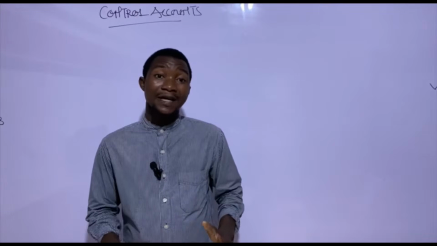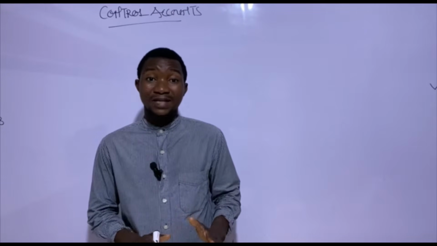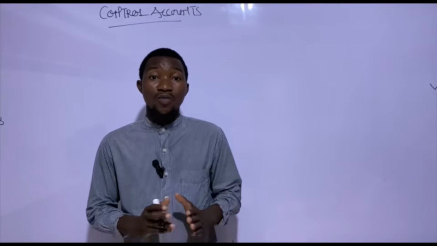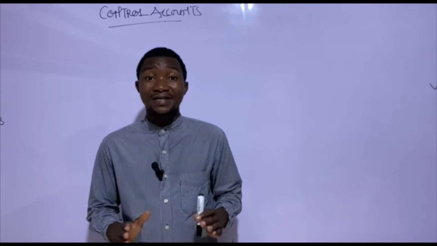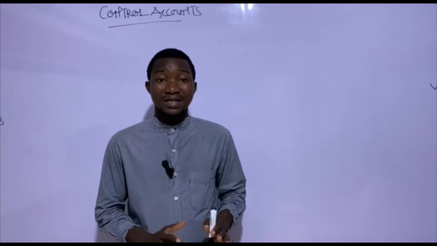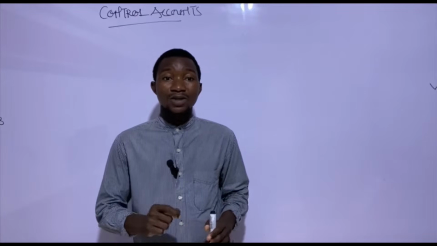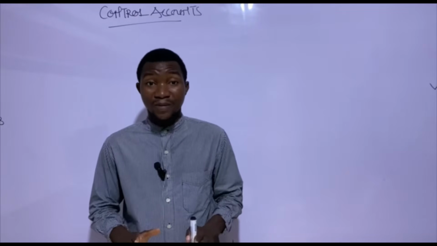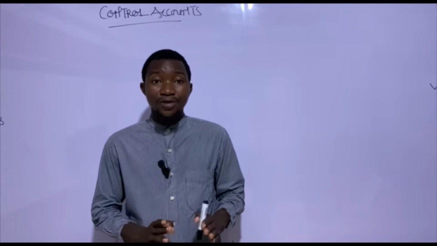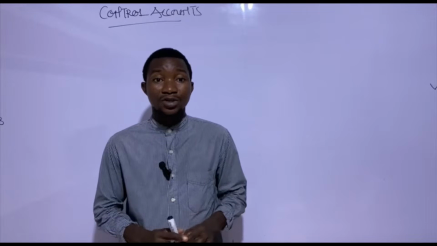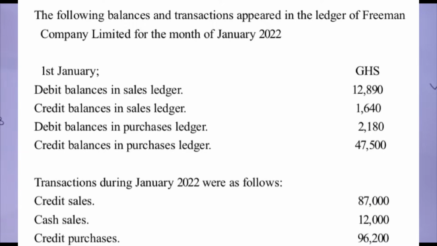So as I said earlier on, we are taking a full practice question, a very comprehensive one, where we will be required to prepare a sales ledger control account and a purchases ledger control account and disclose the closing balances at the close of the period. So let's quickly go through the question and see how we could solve it. The following balances and transactions appeared in the ledger of Freeman Company Limited for the month of January 2022.